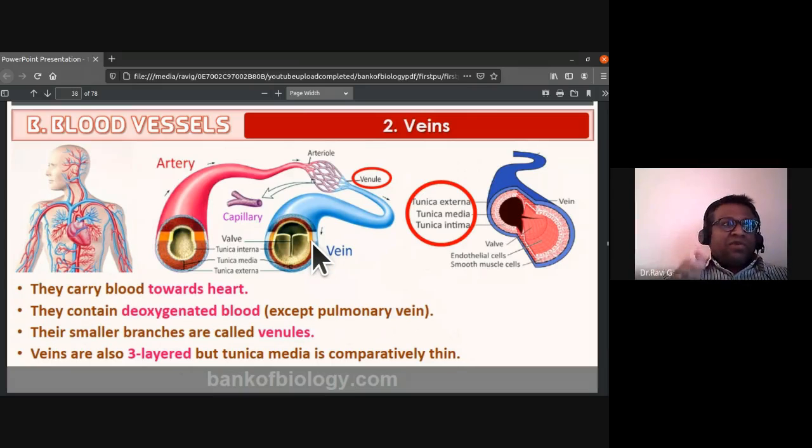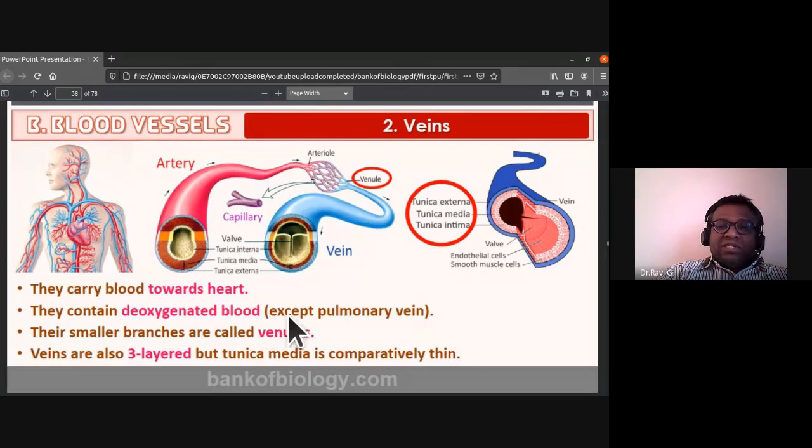They might ask you for 2 marks, differentiate between the arteries and veins. Apart from that, many questions can be framed from NEET concerned with veins. So you should be prepared for that. They carry blood towards the heart.